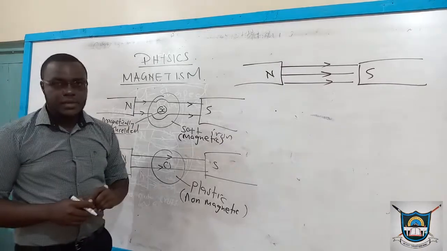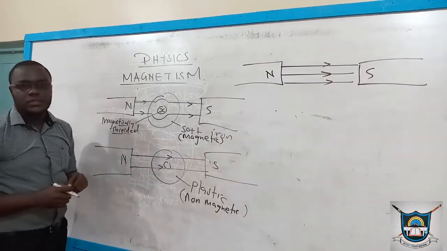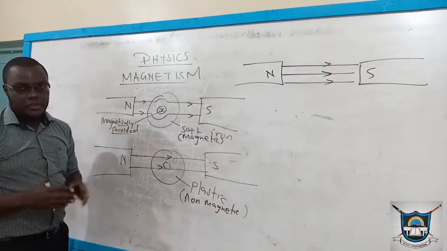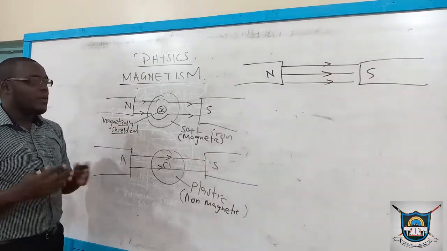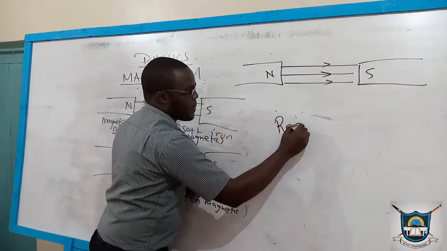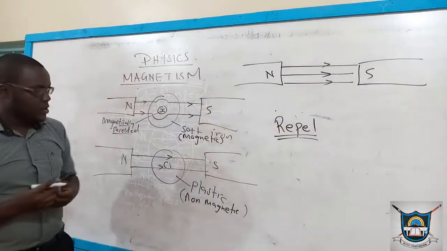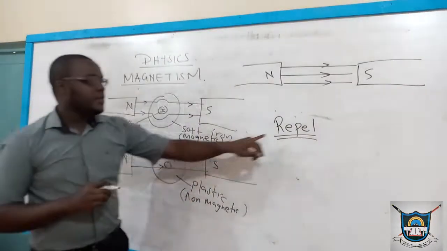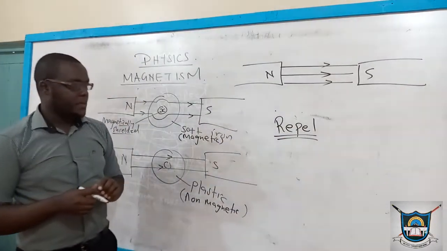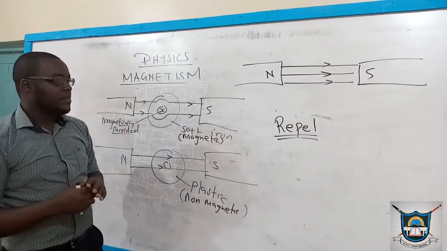In our next session, we are going to look at what happens if you place two like poles together. When we looked at the laws of magnetism, we talked of repelling, that like poles repel, and we want to see what happens when you have two like poles repelling.